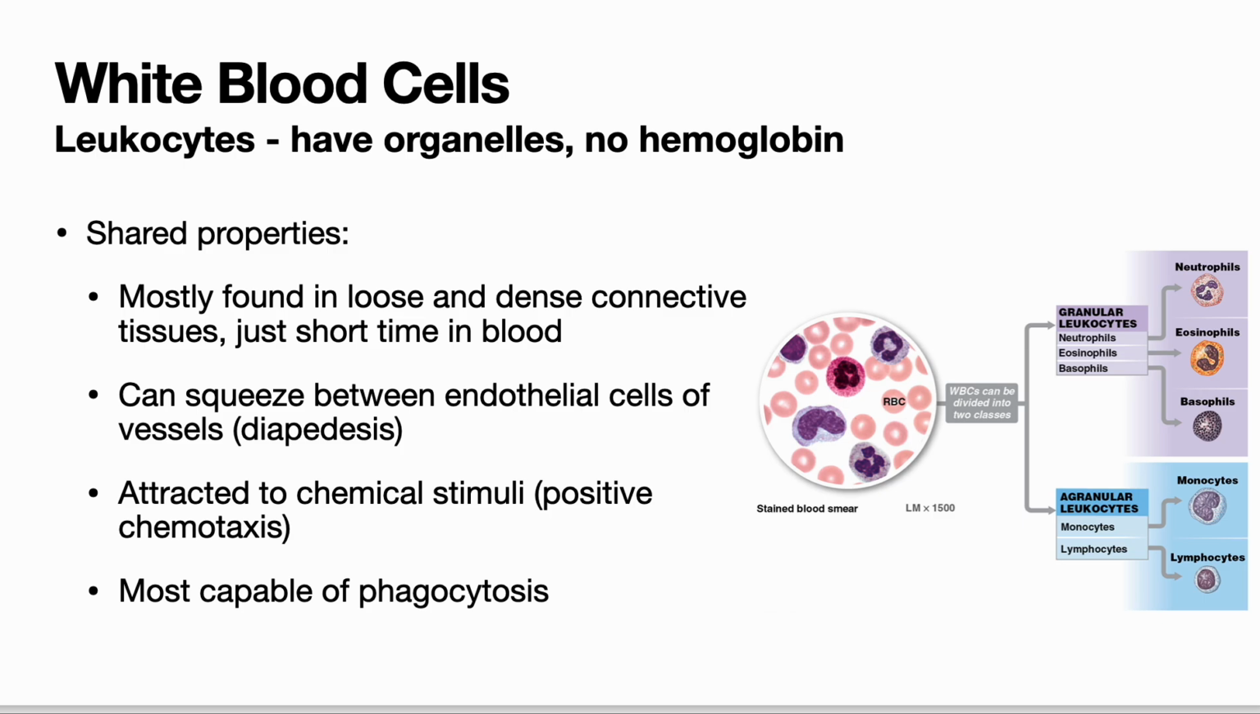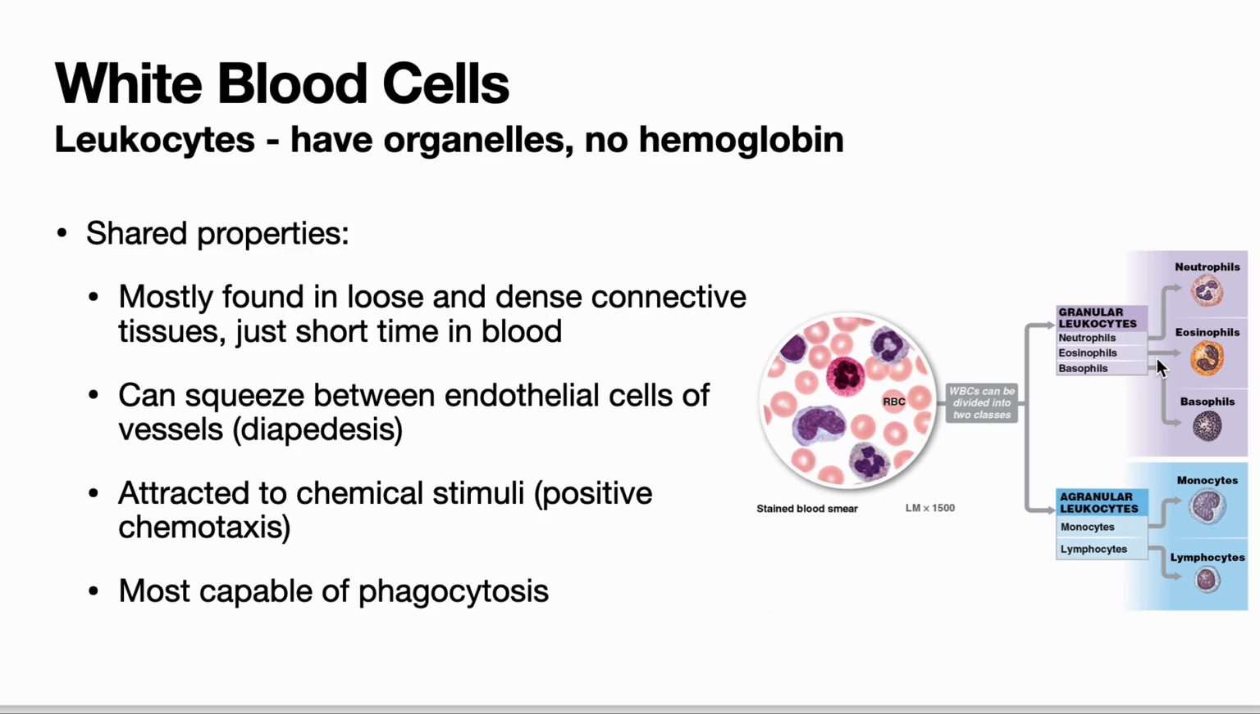They also exhibit positive chemotaxis. That means that many of them will respond to chemical stimuli to pull them in, for example, towards a site of injury or infection. And most of them, not all, but most of them are capable of phagocytosis. So that's really important too.